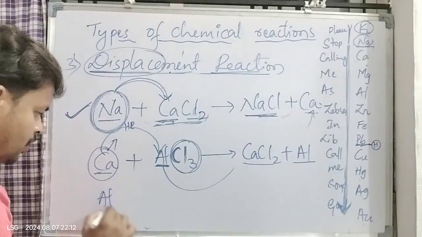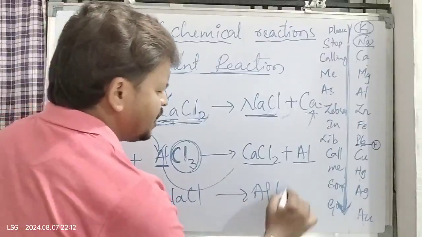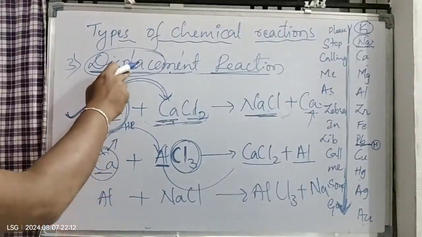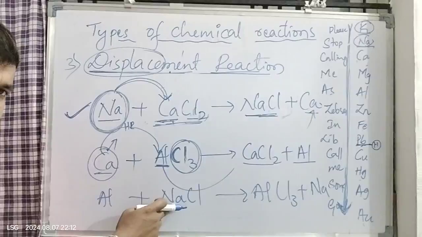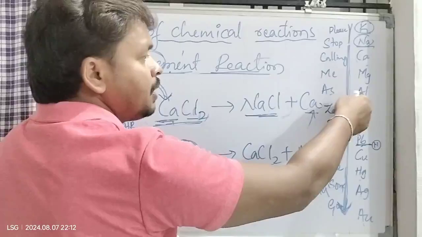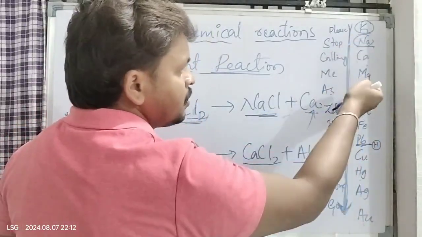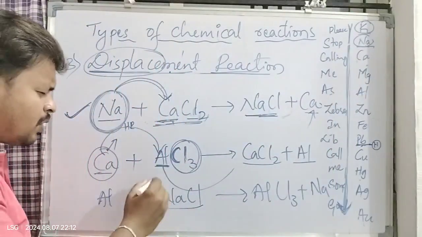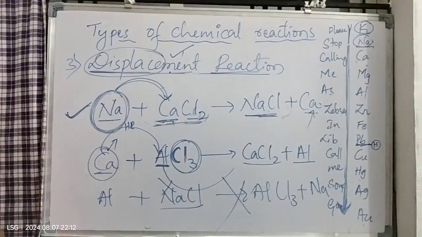But if aluminium is written with sodium chloride, can you write AlCl3 as aluminium chloride with the sodium? Is it the right example for the displacement reaction? Aluminium is here, sodium is here. Aluminium cannot displace the sodium, but it can displace these ones, but not the elements which are above it. It is the wrong example to show the displacement reaction. You are not supposed to write it.